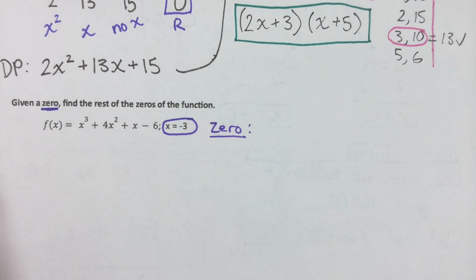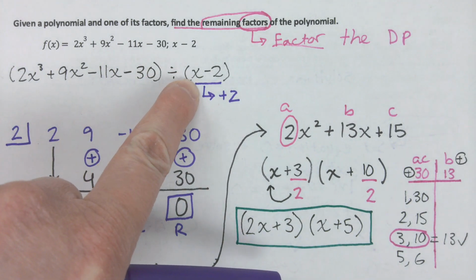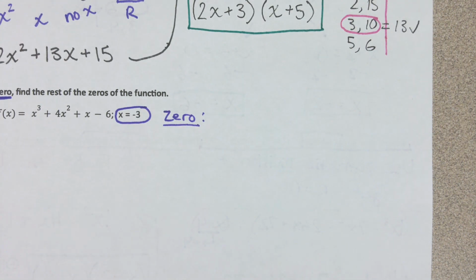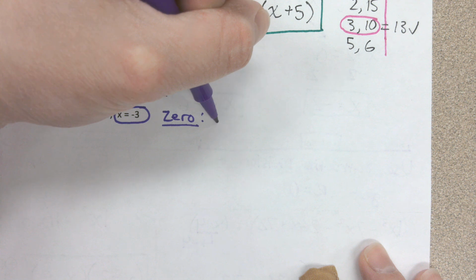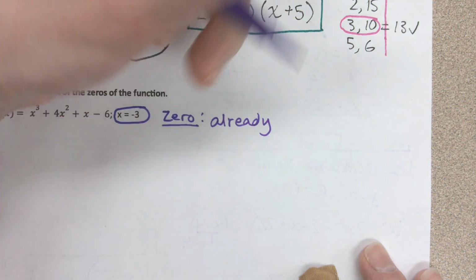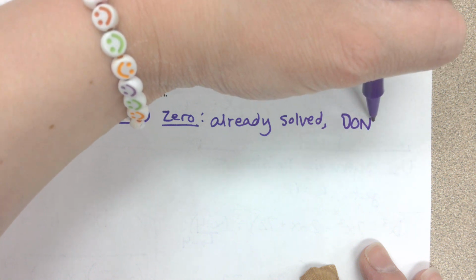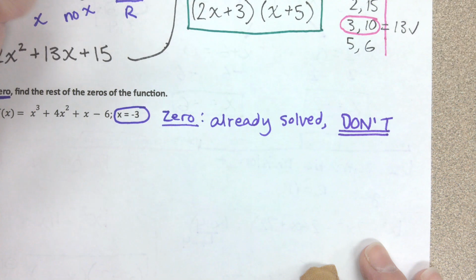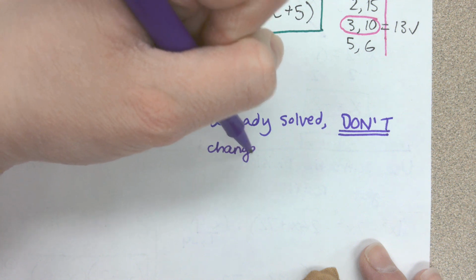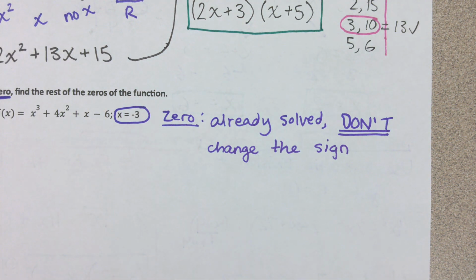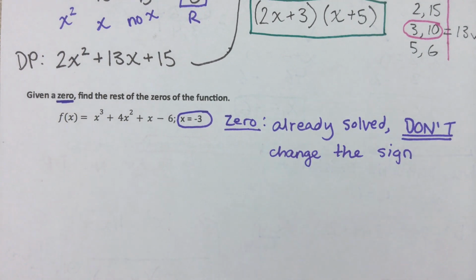When we start the synthetic division process, this part is important. Normally, we change the sign. That's when it's written as a factor. This one's written as a zero. It's already solved for us. We don't need to change the sign. Already solved. Don't change the sign. That's one big difference with the zero problem. Again, you have to pay attention to the directions.